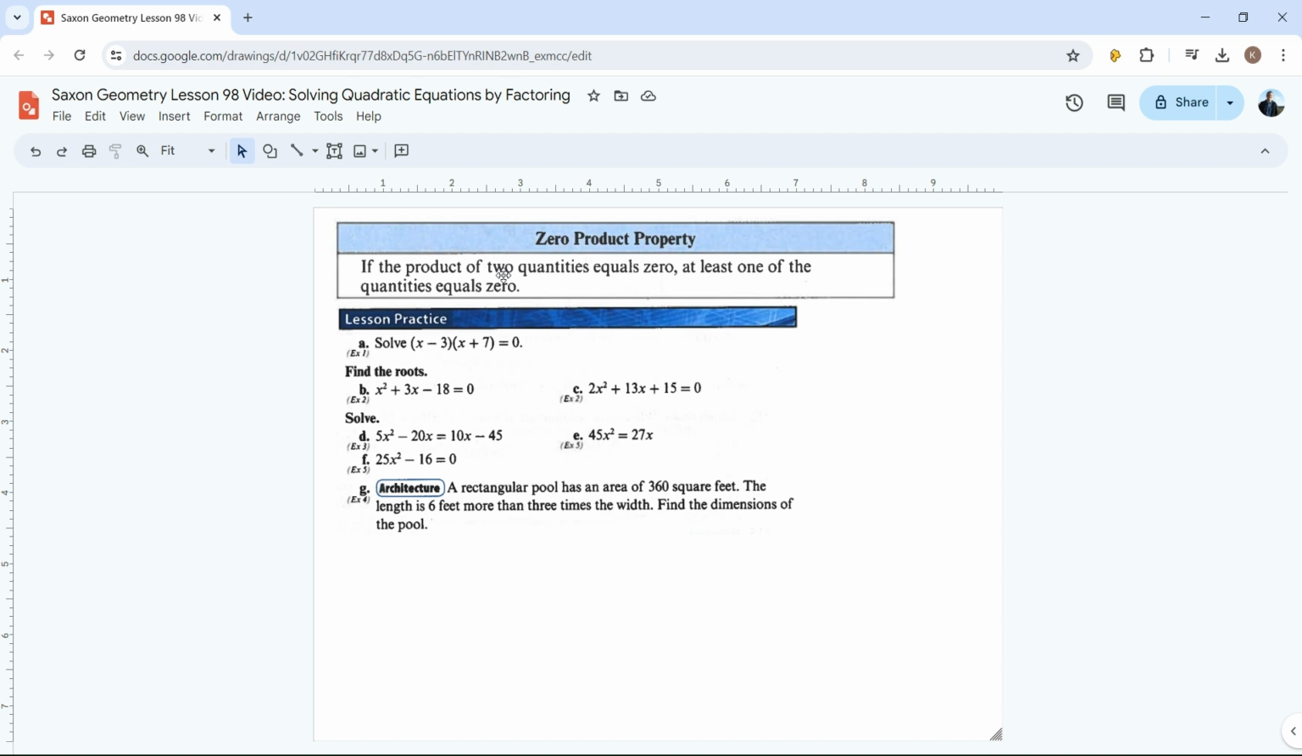And that is if the product of two quantities equals 0. Notice that on one side of the equal sign, in some of these I have a 0. In others I don't have a 0 yet, but I'm going to tell you we're going to get a 0 on one side. At least one of the quantities has to equal 0. So if the product of two quantities is 0, one of the quantities has to be 0 so that they multiply to 0. That's going to be the key property that helps us solve by factoring.